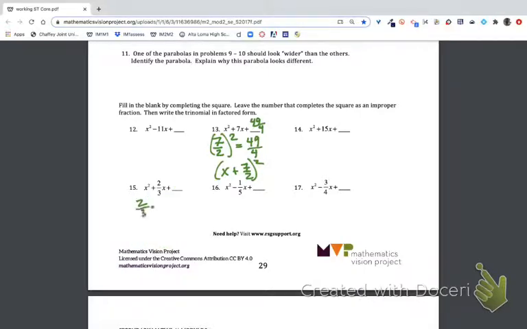2/3 cut in half is 2 over 6, which is actually 1/3 if you simplify it down. Square that, and you end up with 1 over 9. So 1 over 9 is your piece there, and then x plus 2/3 squared would still be your factored.